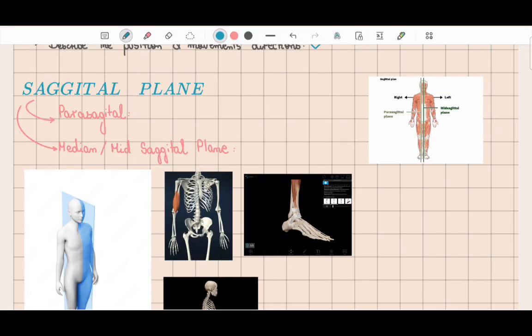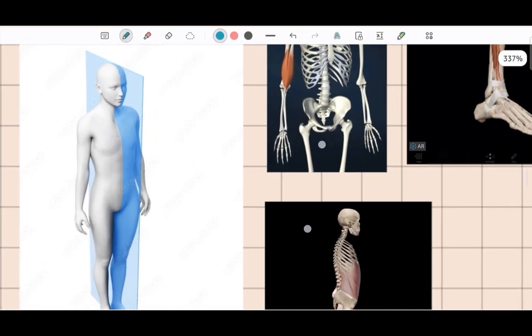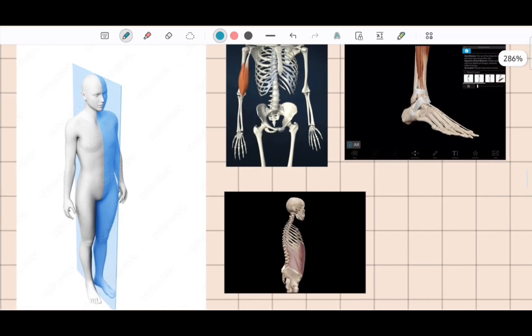We have a sagittal plane. The sagittal plane is further divided into two categories, that is the parasagittal plane and the median or the mid-sagittal plane. Okay, so we have these two subcategories of the sagittal plane. Any plane which is dividing the body into two equal right and left halves is your median plane or the mid-sagittal plane. Okay, so as you can see, this is the median plane. It's dividing the body into the equal right and the left half. This is your right half and this is your left half.